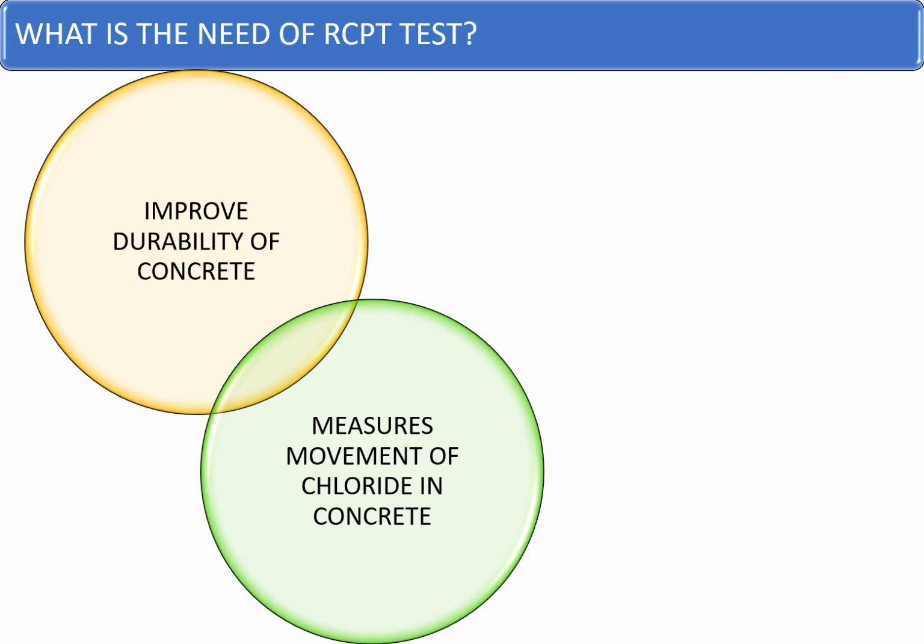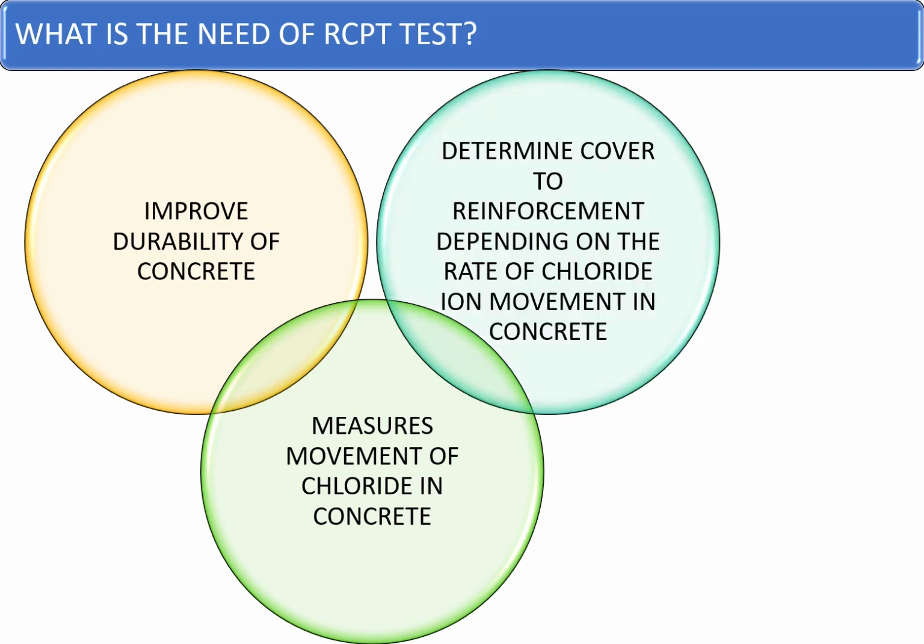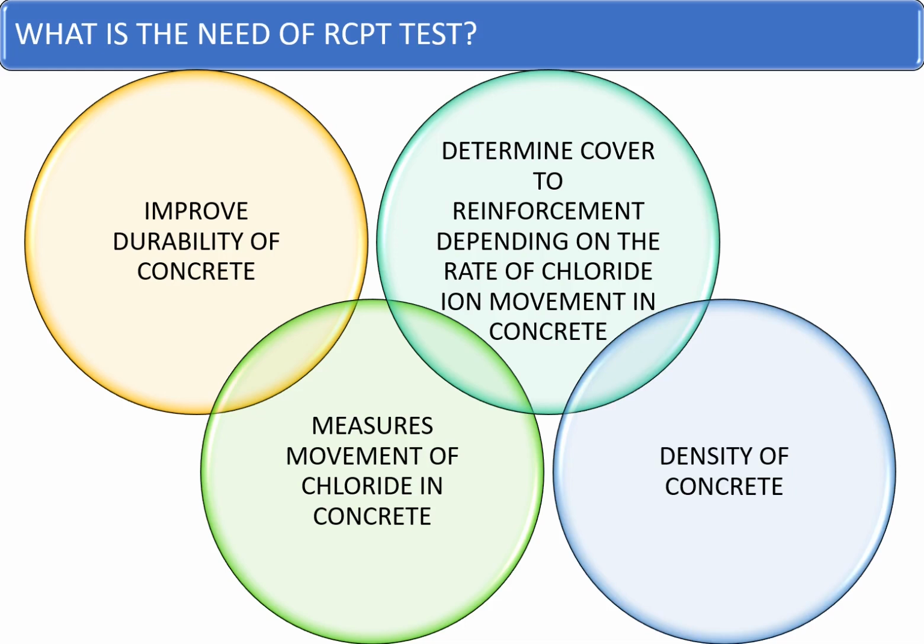It also measures the movement of the chloride ions in the concrete, thereby indicating how fast the concrete or the structure will deteriorate because of the corrosion of the steel reinforcement being exposed to the chlorides present in the air. It also determines the cover to the reinforcement depending upon the rate of chloride ion movement in the concrete, and of course the density of the concrete, as defined in the permeability test in my previous modules.